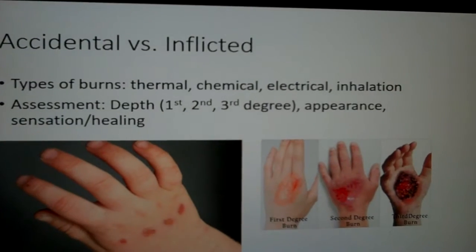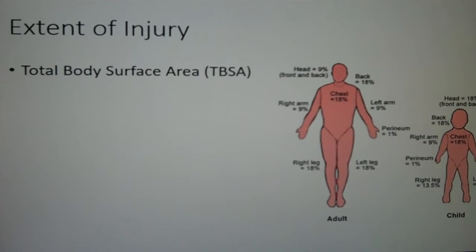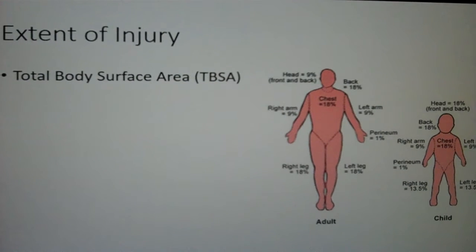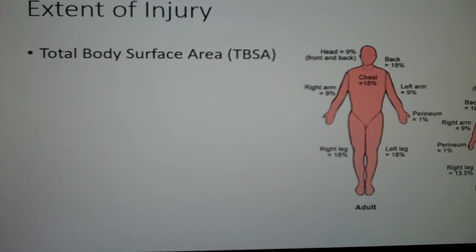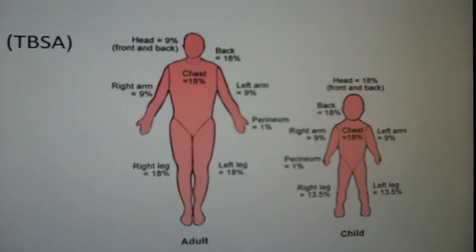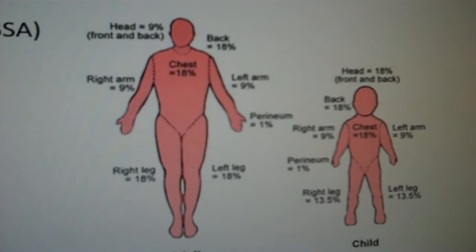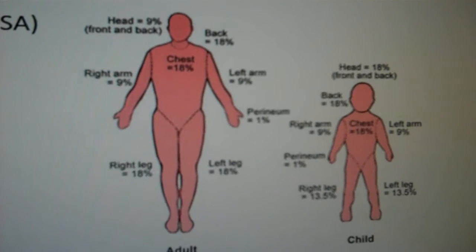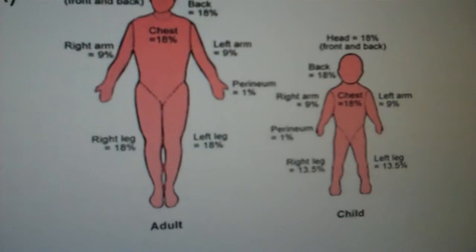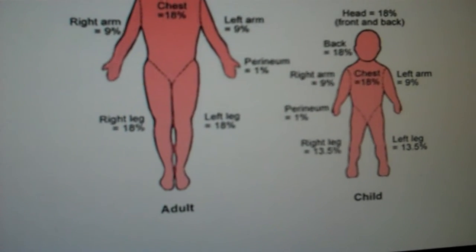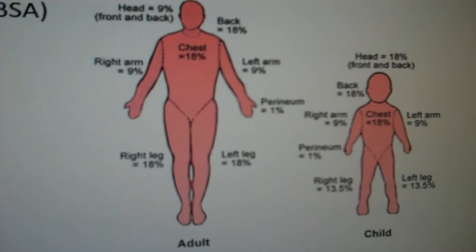Burns. The only real difference with your pediatric burn patient versus your adult, other than fluid replacement, is the extent, the total body surface area. So the rule of 9s in your adult patient, it's calculated differently in your pediatric patient because they're different sizes. So the head is 18% in the kid, where it was 9% in the adult. The legs, adult legs are 18% apiece, and your pediatric legs are 13.5% apiece.